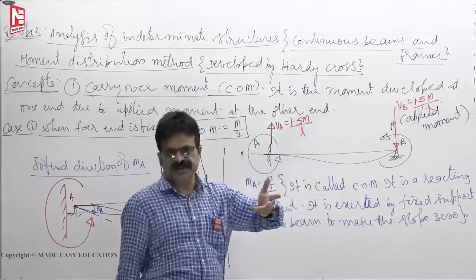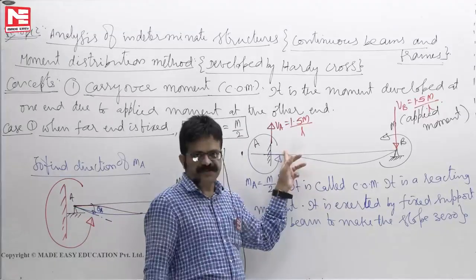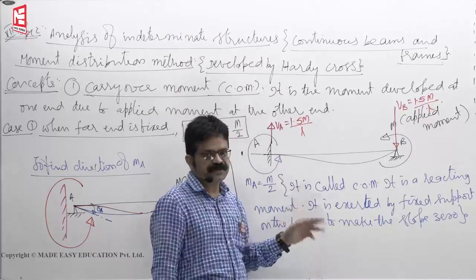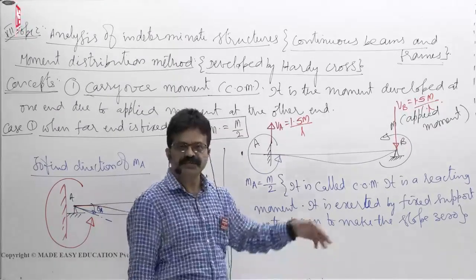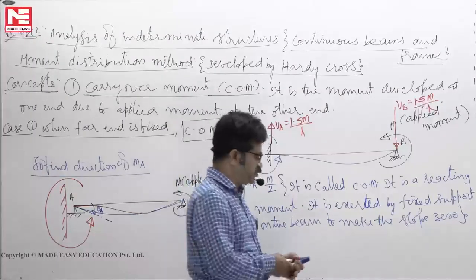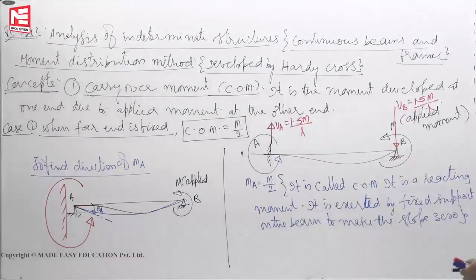As in strength of materials you have studied, theta A must be 0. To make theta A 0, how much should be m by 2? So we take the help of the moment area method, we will prove that. Once the fundamentals are over, then we will prove why it should be m by 2. So this is the first case.